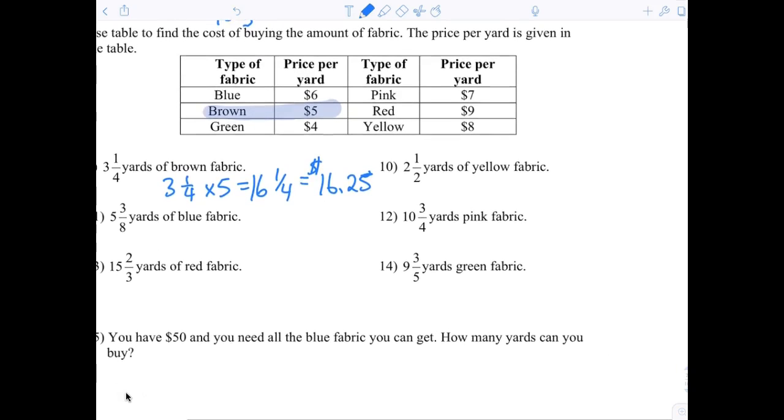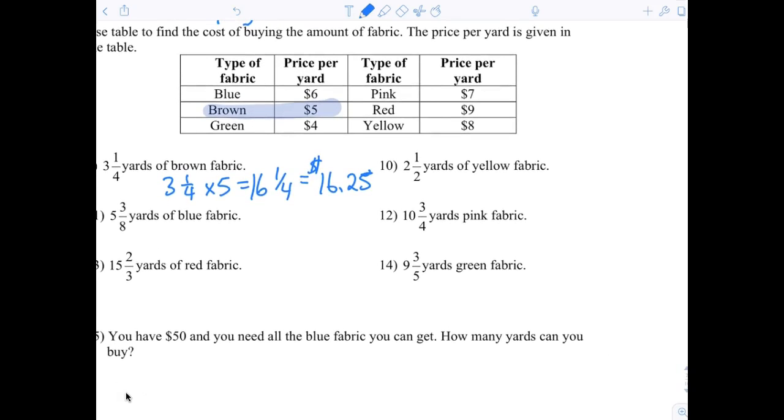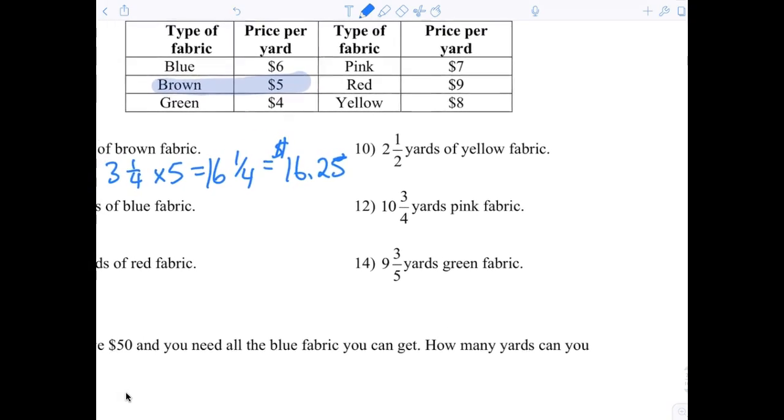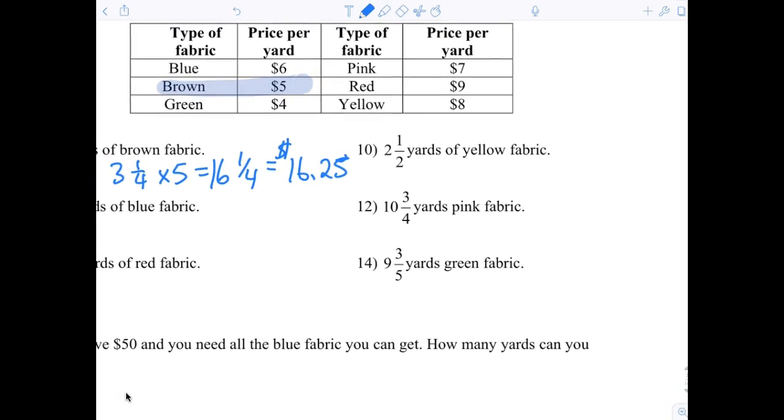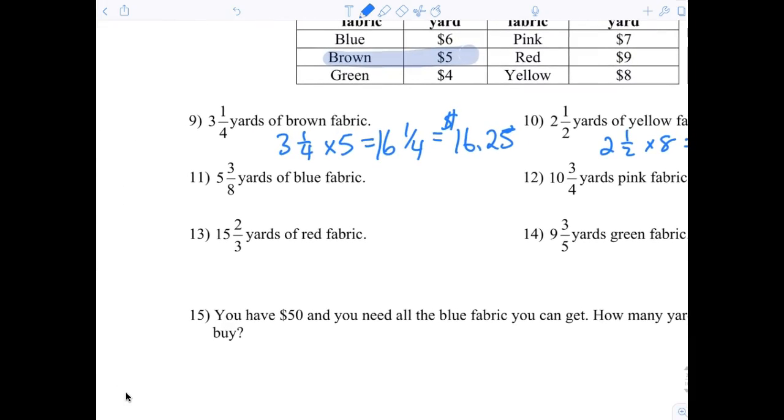So number 10. What do I have to do on number 10? Right? Exactly. 20 what? Yes, thank you. $20. Number 11, right here. What do I do? You do 5 and 6. Good. Tell me what that is. 32 and 32. Yes, $32.25.